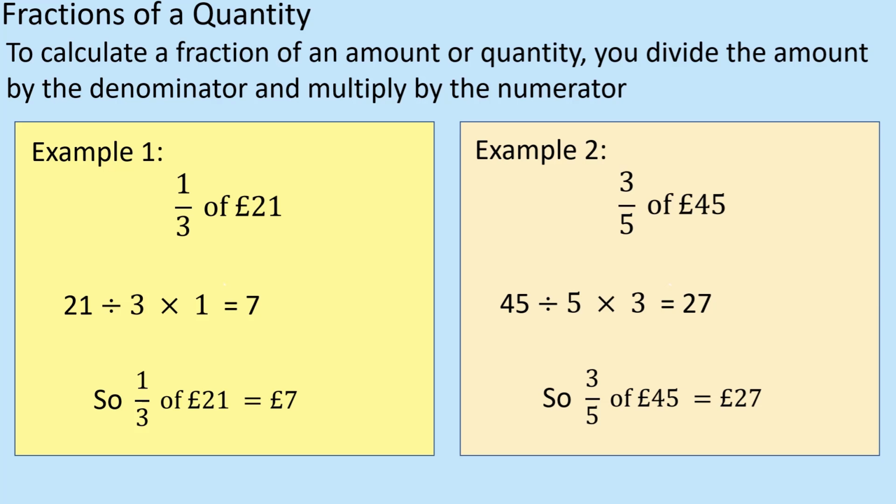You could do it the other way around. I could times it by 3 and then divide by 5, but obviously it gets more complicated. It does work, though. So I would suggest you work out what 1/5 is and then times it by 3.